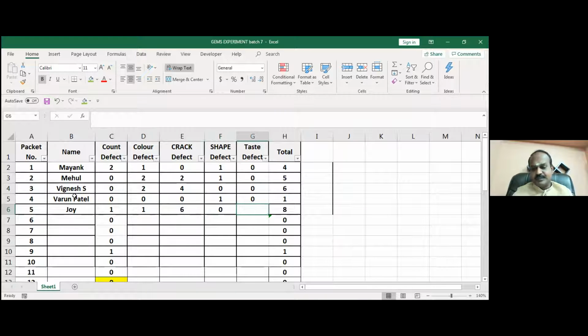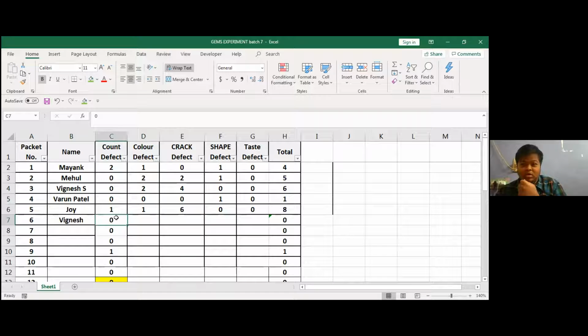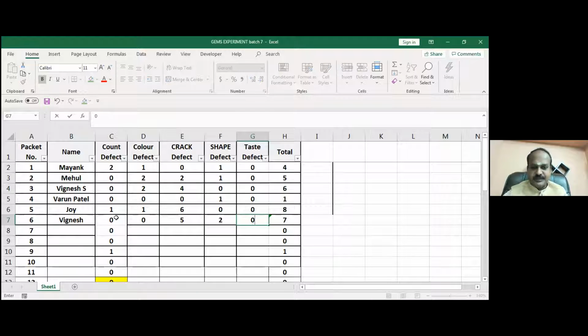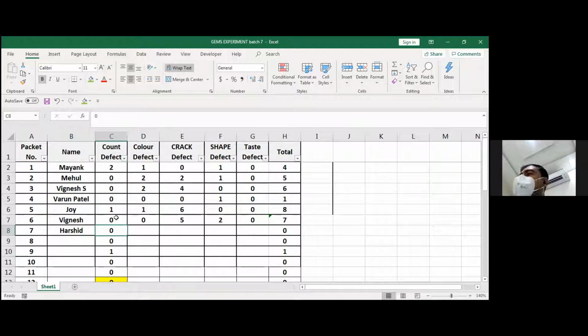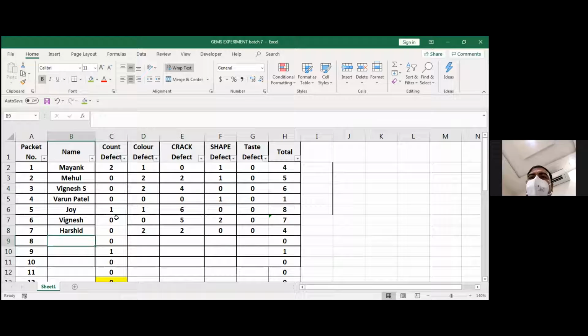11600. Very good. Then who is next? Again, another Vignesh. Yes, Vignesh. 0000520. 00520. Very good. Then Arshit. 0220. 0220. Test. That is also 0. Very good. Then one more.